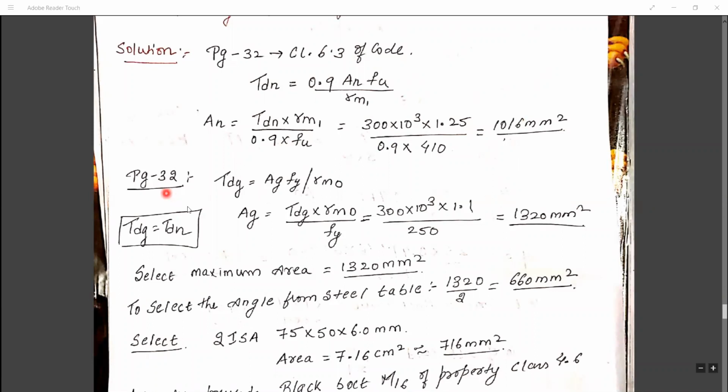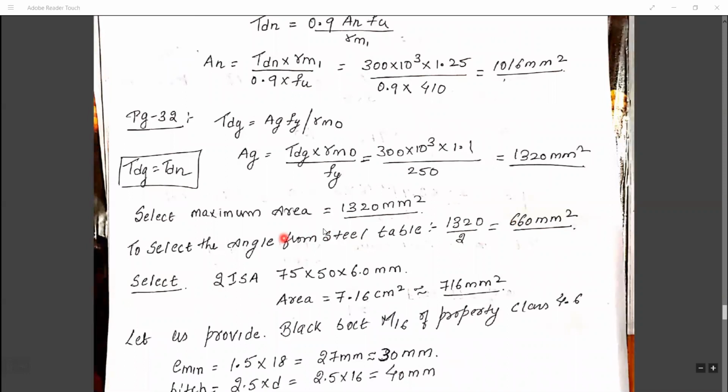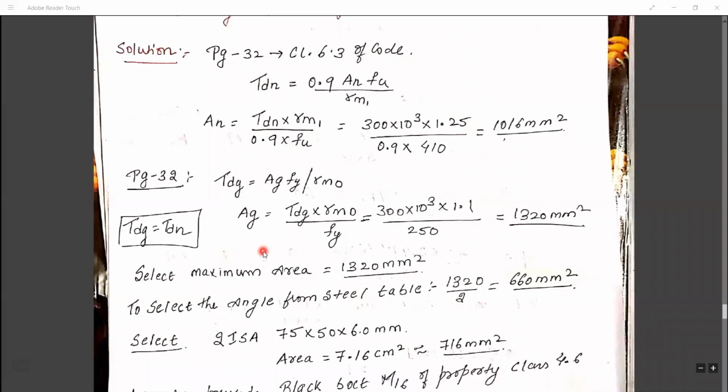Then in page number 32, if you go to the cross-sectional area, Ag is Tdg into gamma m0 by fy. So here the cross-sectional area with respect to design is 300 kilonewtons into 1.1 divided by 250. 250 is your yield stress, and that gives 1320 mm square. So in these two, you need to select the maximum area.